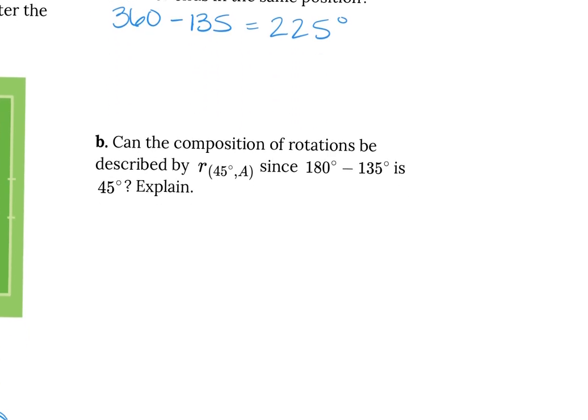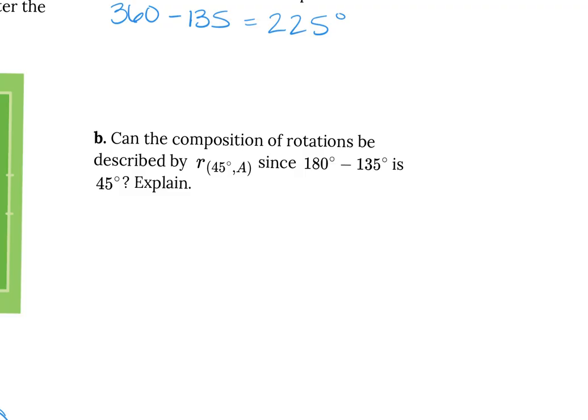All right, can the composition of rotations be described by a rotation of 45 degrees about A, since 180 degrees minus 135 degrees is 45 degrees? Okay, that would not work because there are two different centers of rotation, so we can't just simply say 45 degrees around A, because we also had the rotation around B prime.